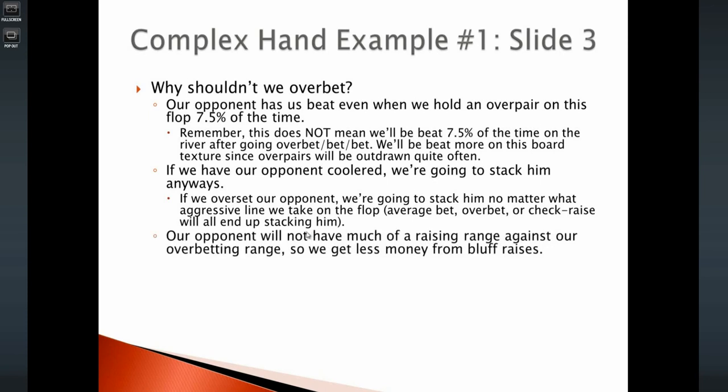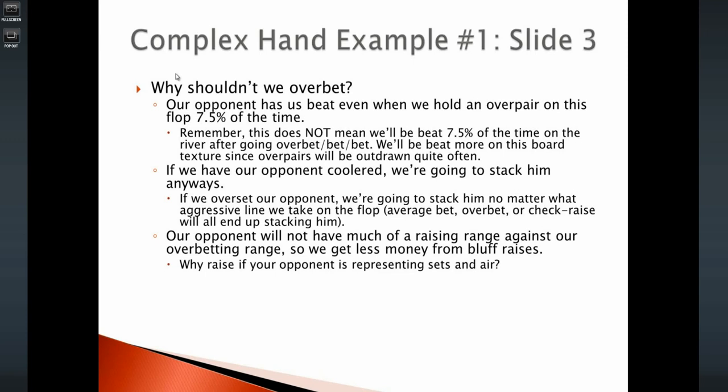Our opponent will not have much of a raising range against our overbetting range, so we also get less money from bluffs. Why raise if your opponent is representing sets in air? That's kind of going to be our opponent's thought process if we overbet him on this flop. Once we overbet him, he's probably going to think to himself, okay, an overbet means my opponent's representing a really, really polarized range, so then now raising will become less effective for me.